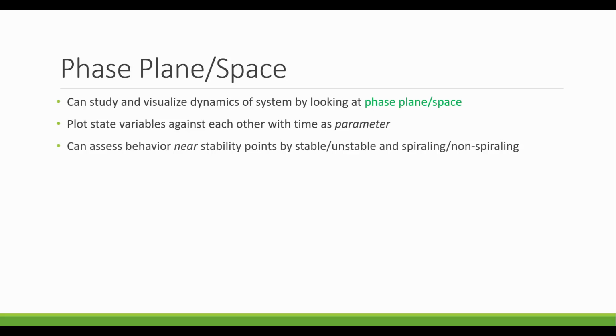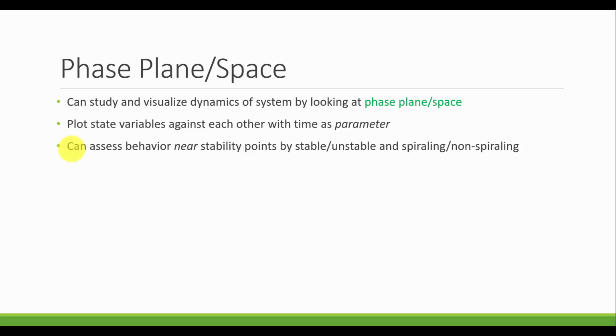What this will let us do is assess the behavior near our stability or equilibrium points, and we're going to be able to see, is this going to be a stable or an unstable system near this equilibrium point? And we can see, does it asymptotically approach zero or not, if it spirals around that point or if it doesn't spiral around that point. I won't get too into this, but we'll see in our example what an underdamped system is going to look like, where it's going to approach the equilibrium point with a spiral.